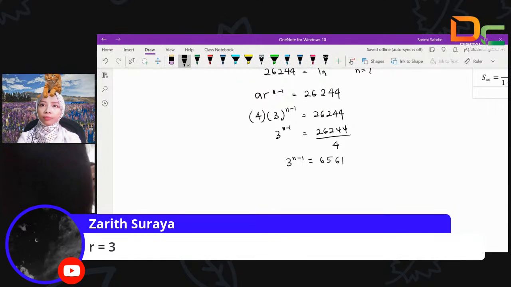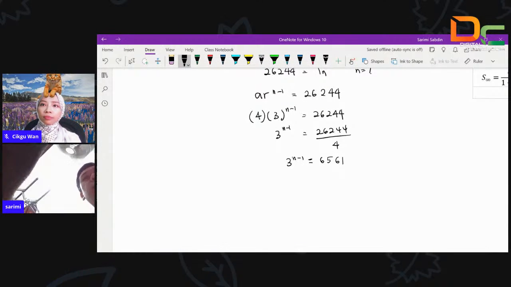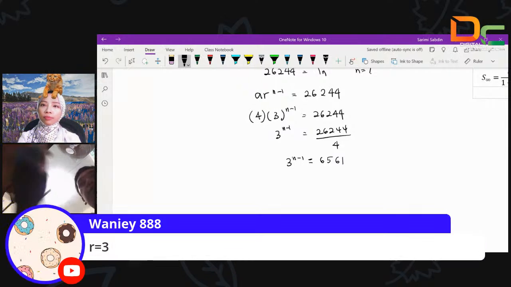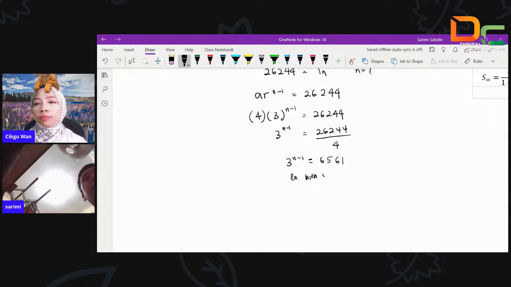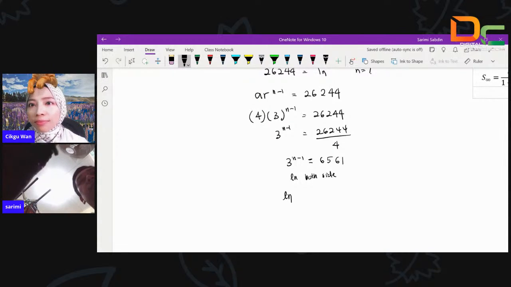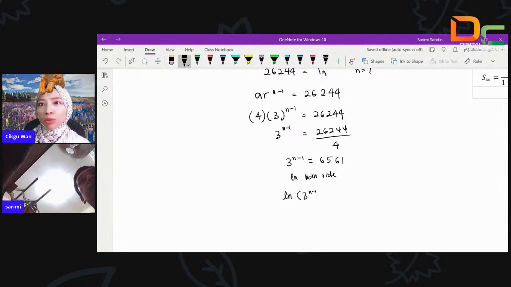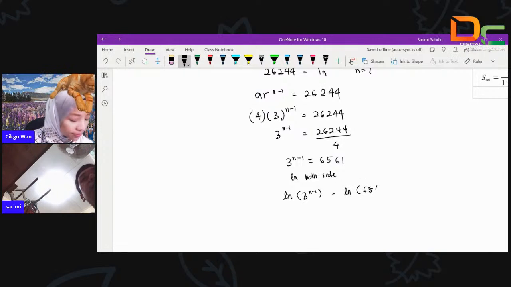Since n is in the power of 3, to bring down the n, we need to ln both sides. Okay, bagus. Siti Fatimah Zainal suggested log both sides. Yes, exactly right. Very good, so you know how to do it.